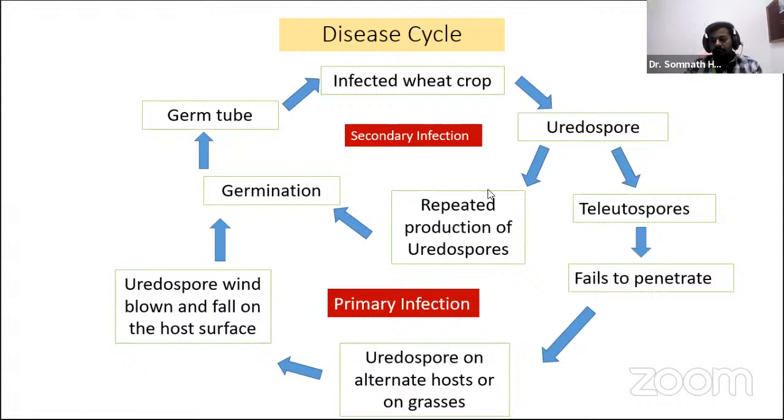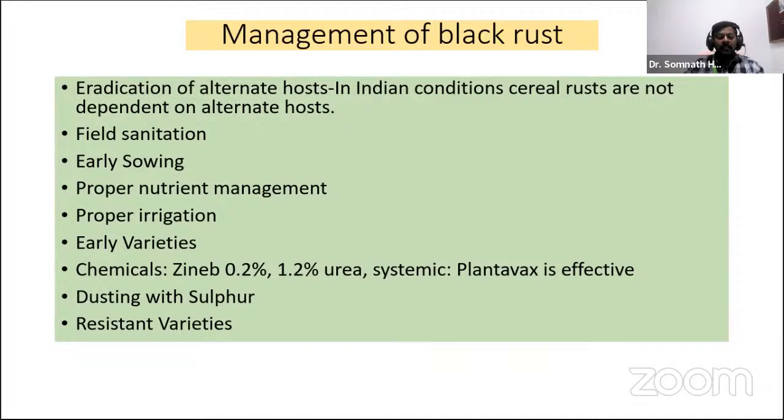So in order to manage the black rust, eradication of alternate hosts is required, but in Indian conditions the alternate hosts are not present, and are only present in the hilly regions. So in India, the cereal rusts are not dependent on the alternate hosts. The second important step is field sanitation, which is very much required to avoid the primary source of infection.